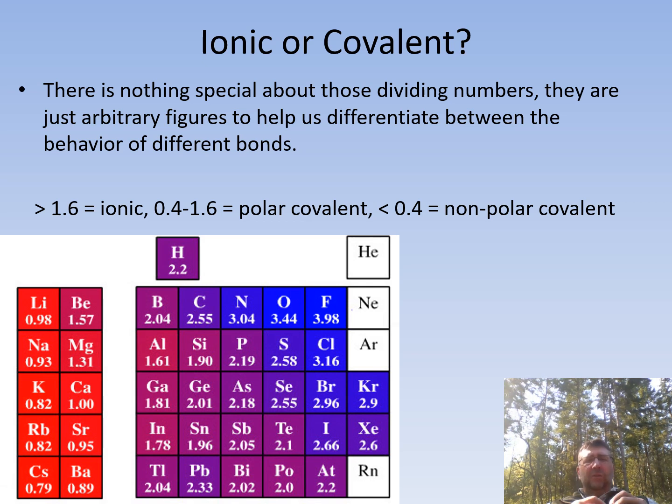Okay, so again, there's nothing special about the numbers themselves that say this has to be ionic at 1.6. 1.59 is polar covalent and 1.6 is ionic. Rather, it's a gradient where basically we describe the behavior as being more ionic or more covalent.